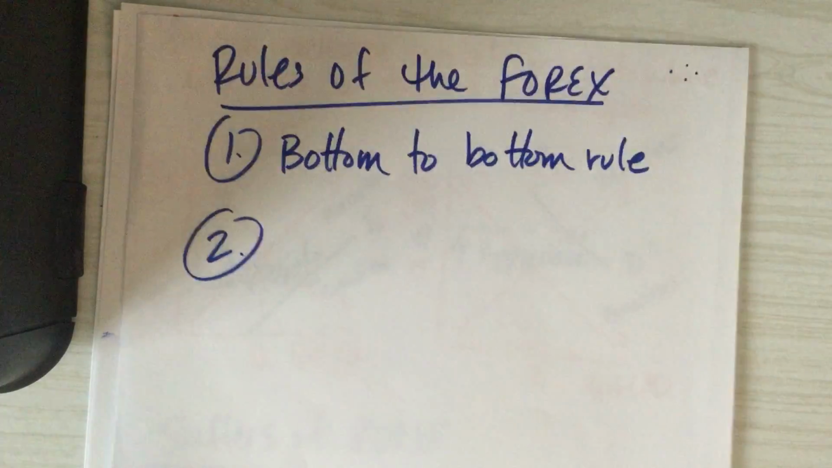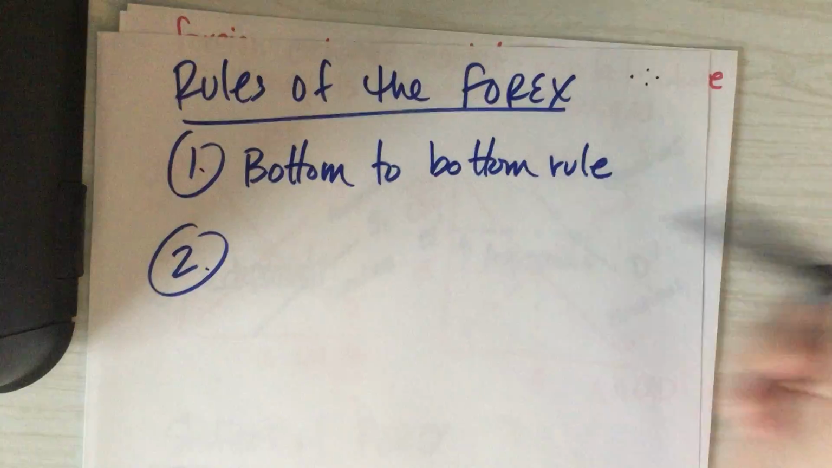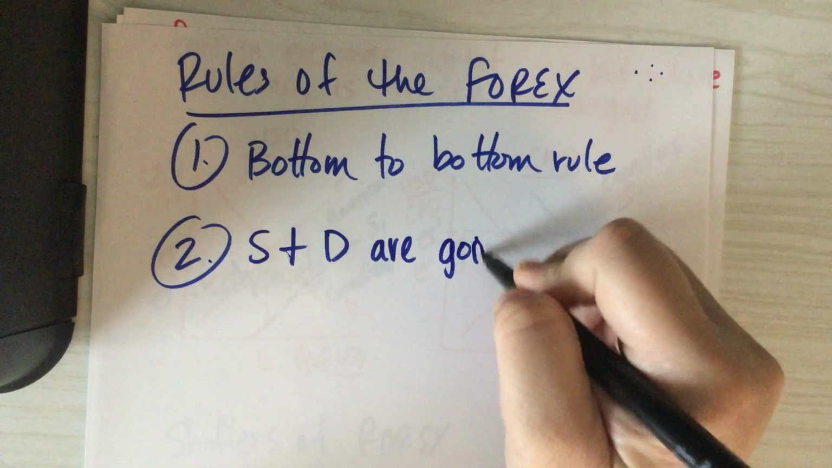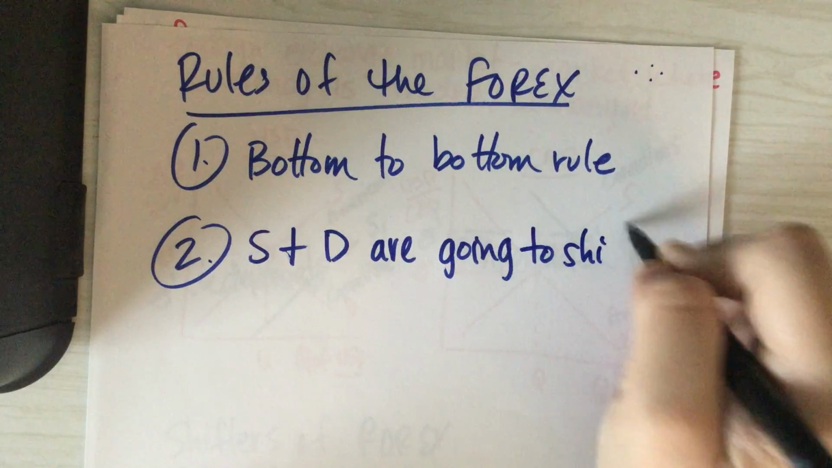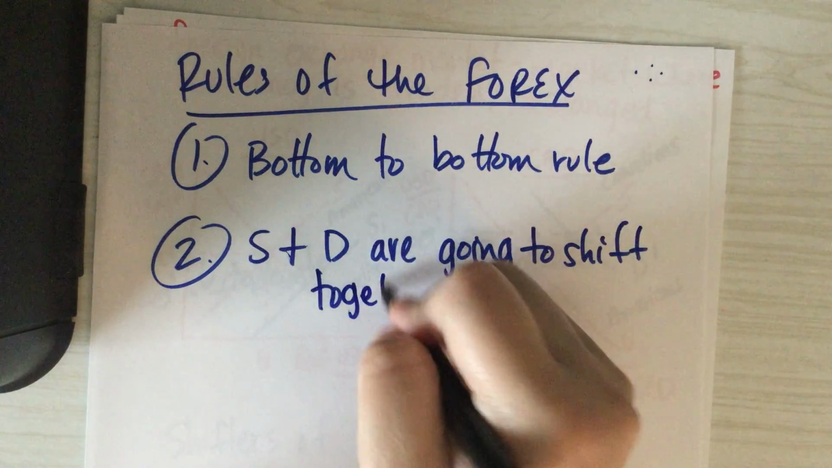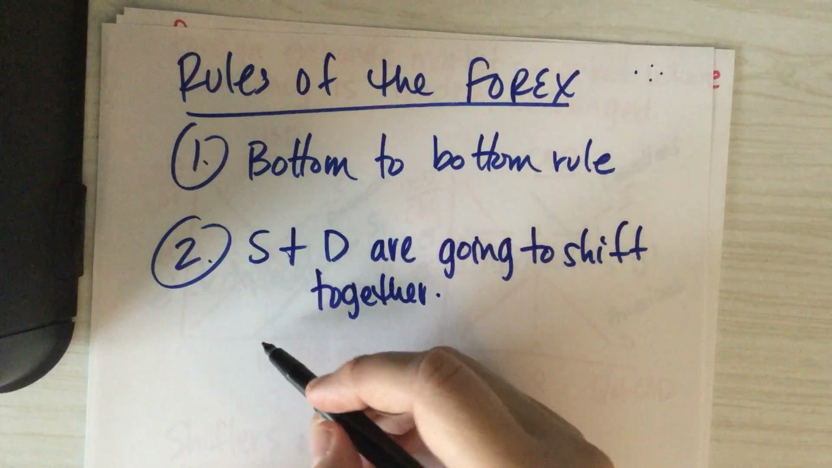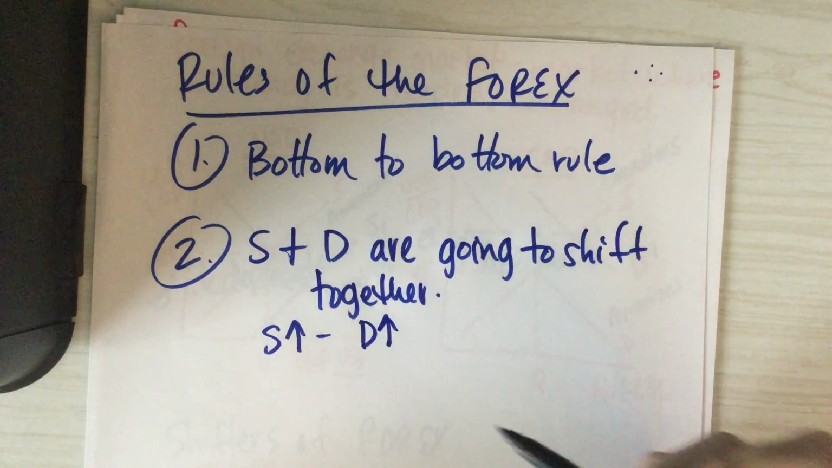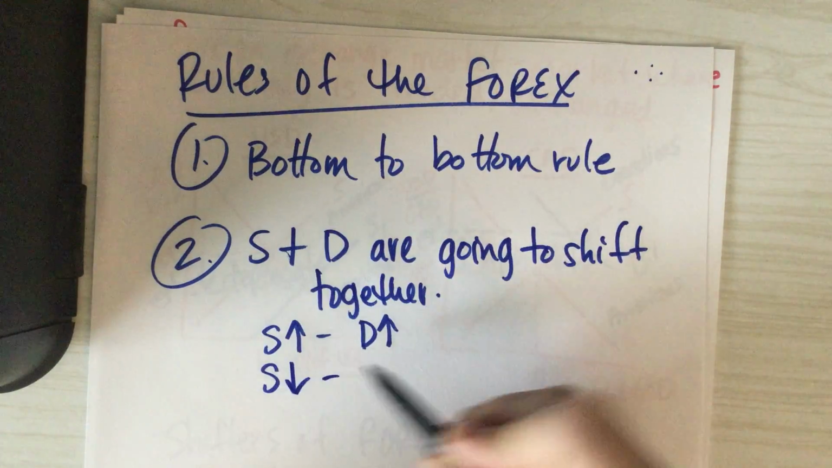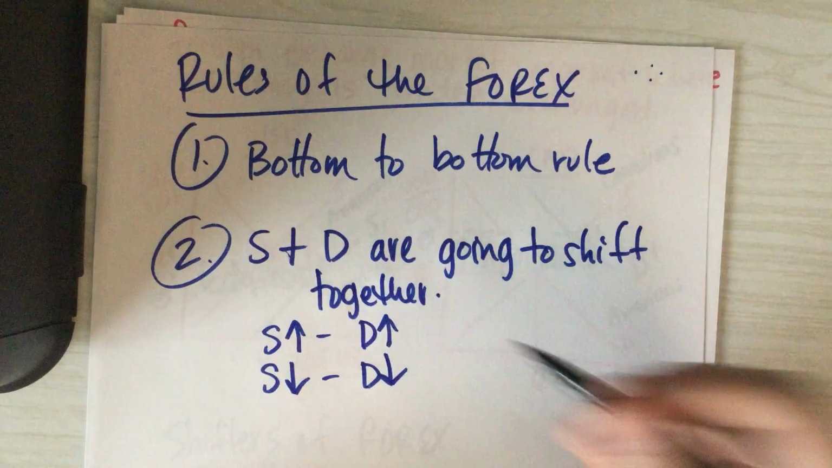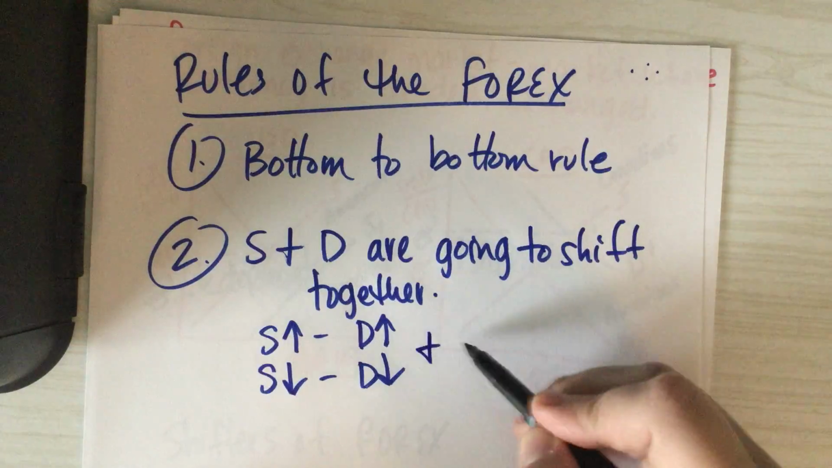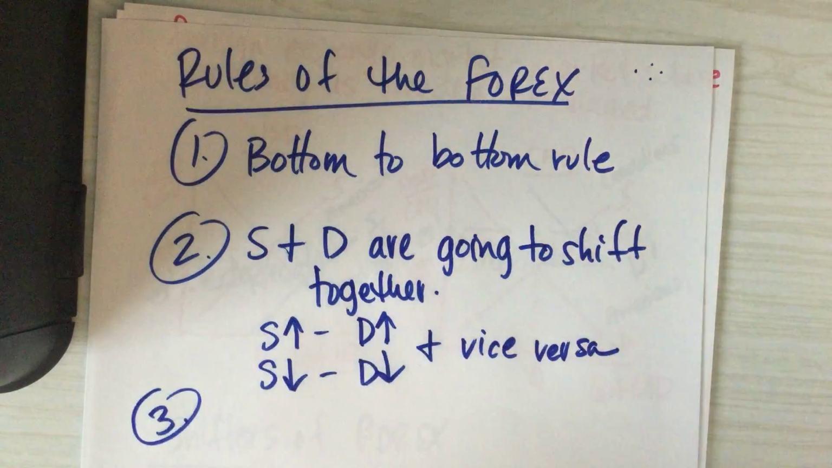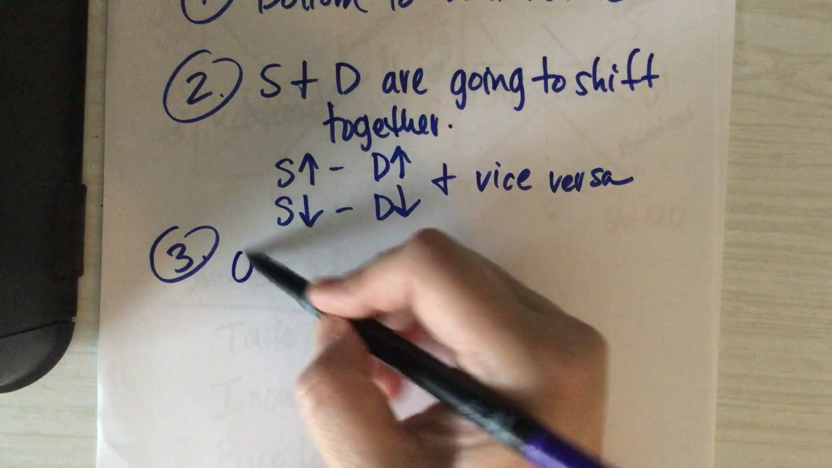So two more rules to add to our list of rules. The first was the bottom to bottom rule. The second is that supply and demand are going to shift together. So if, let's say, on one currency's graph supply goes up, then on the other currency's graph, demand will go up. If supply goes down, then on the other country's currency, demand will go down, and vice versa.